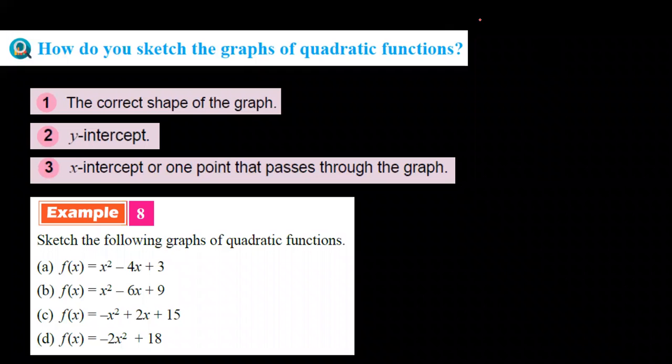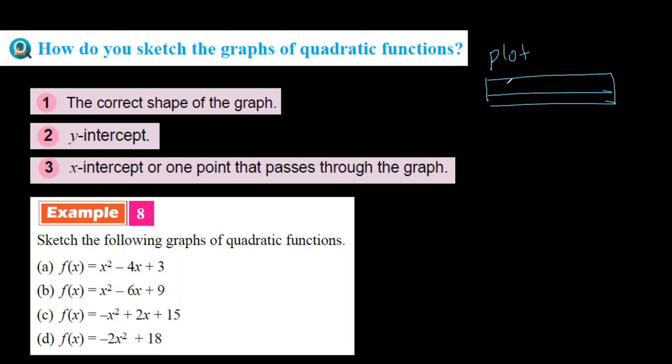When we say sketch a graph, it means you only have to show the approximate shape of the graph. You don't have to draw a very accurate graph. If you have to draw an accurate graph, we call it plotting. So plotting a graph and sketching a graph are two different ideas. For plotting a graph, you need to have a table. You calculate the values of x and y. Usually you fix the value of x and then you calculate the value of y.